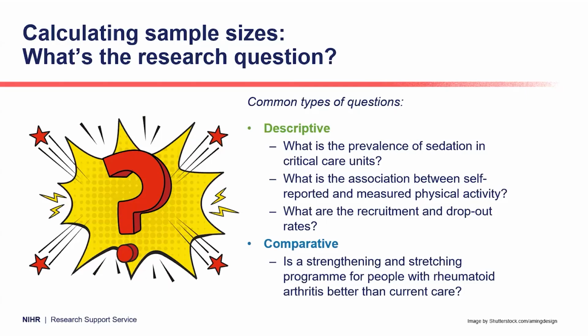On the other hand, a comparative question is going to look at differences between groups by comparing one group to another. For example, the research question could be, is a strengthening and stretching program for people with rheumatoid arthritis better than current care? Or is drug A better than drug B for a certain disease or illness? So we'll now look at what you need for the sample size calculation for each type of research question.